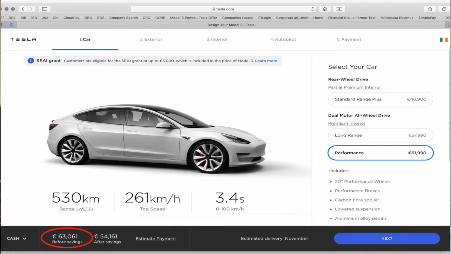Let's have a look and see what Tesla's website says for that. You can see it there on the bottom left, 63,061. That doesn't add up, and it's exactly the opposite to what happened with the base price. Instead of it being lower than the button price, this one is higher than the button price plus the destination fee. Okay, I've had enough of this.